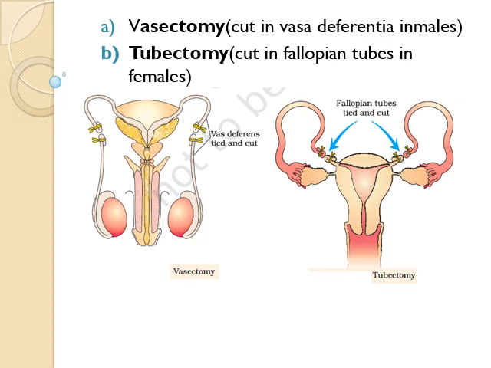Next is tubectomy. Tubectomy is the surgical method in females. In this, a small part of the fallopian tube is removed surgically. These techniques are highly effective, but their reversibility is very poor.